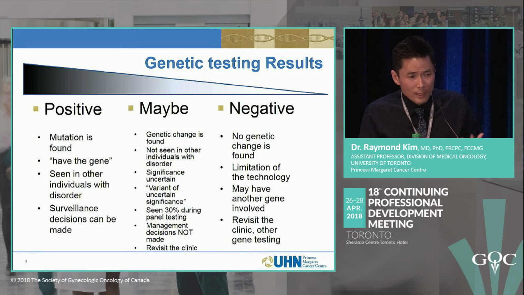Now, as we sequence more people, we are realizing there's a lot of genetic variation between individuals. It may not cause disease. And these are variants of uncertain significance, where as we sequence more people, we will be able to figure out if these are actually pathogenic or not. There is a certain bar that needs to be met to make the gray a darker color or a lighter color, and the laboratories are responsible for that.